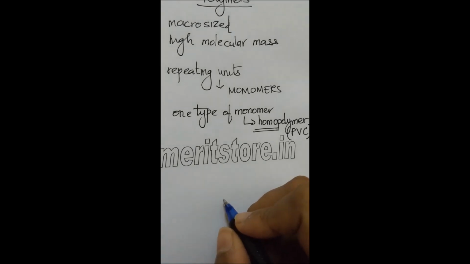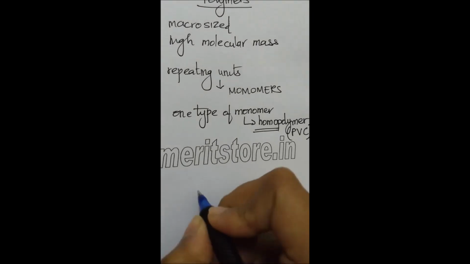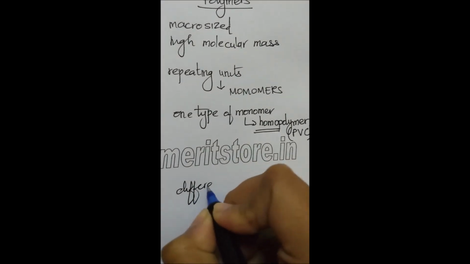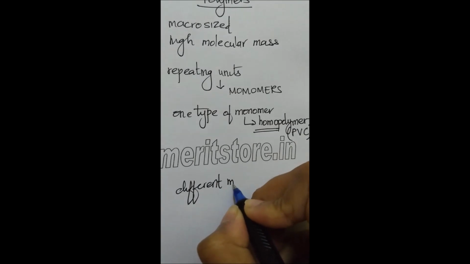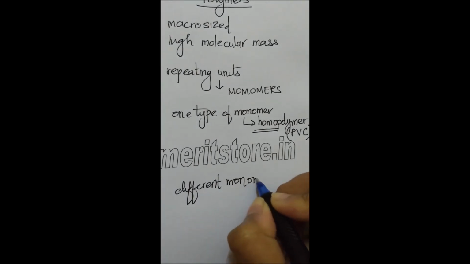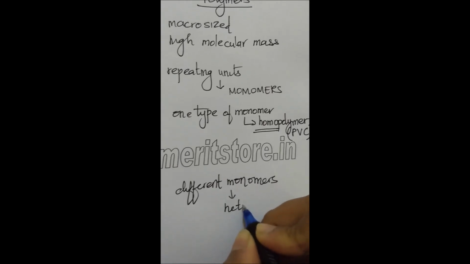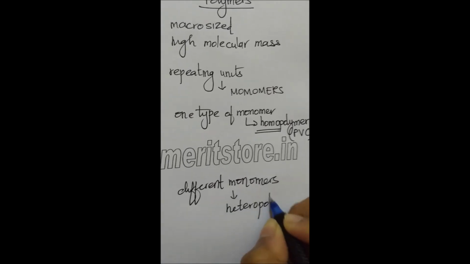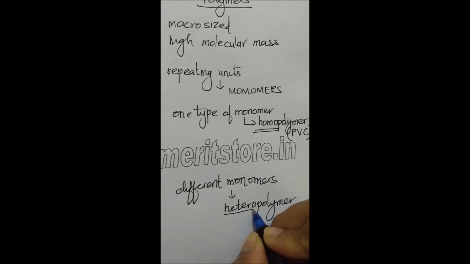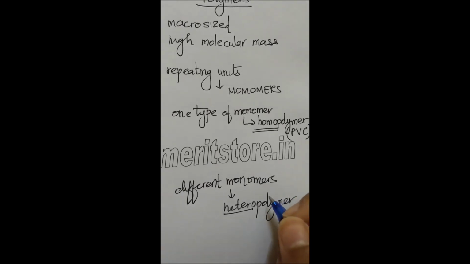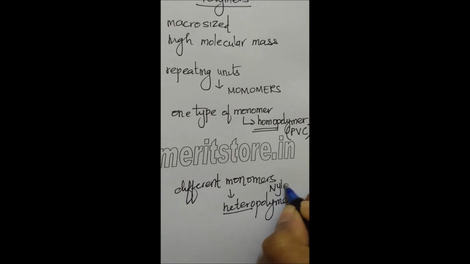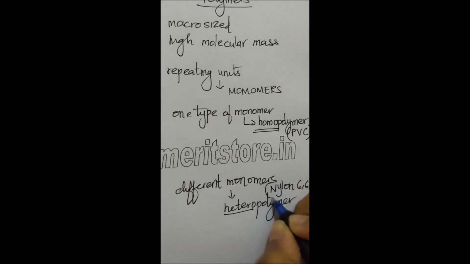The second type of polymer, which is made from two or more different monomers, is called a heteropolymer. Hetero meaning different. An example is nylon 6,6, a very famous example, nylon 6,6.